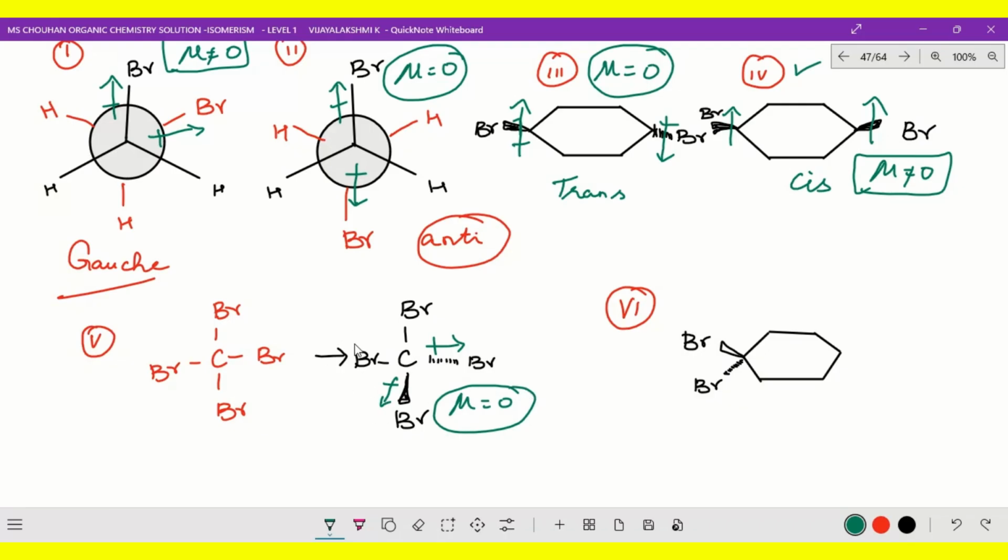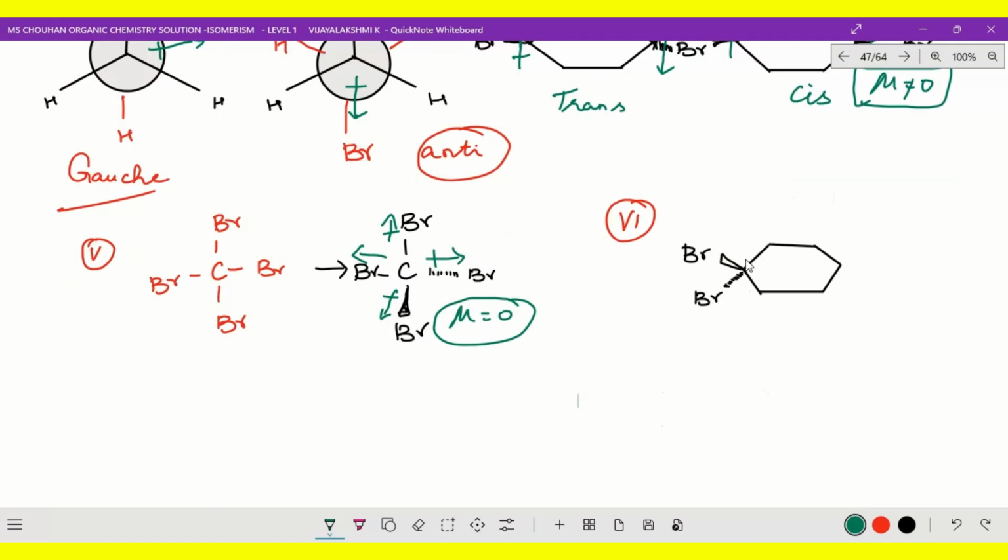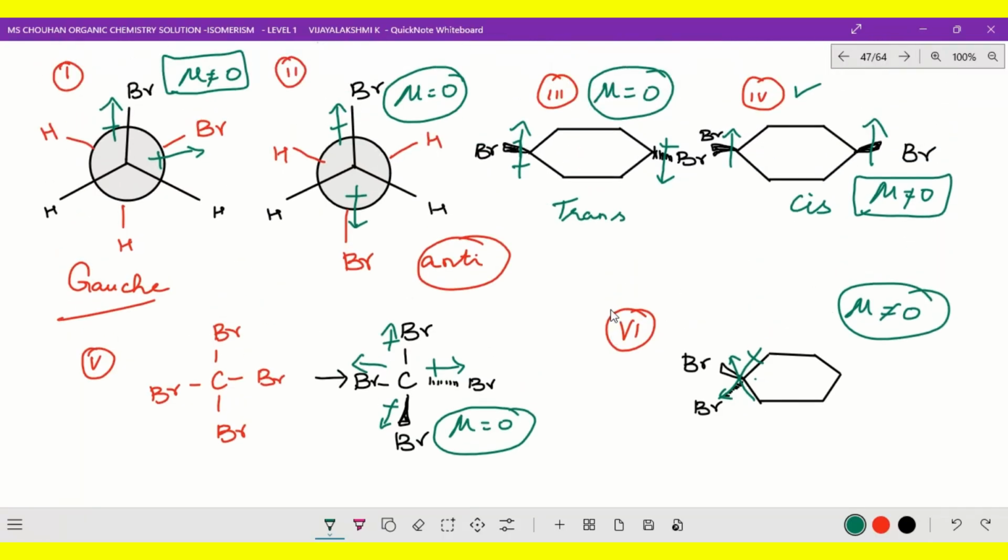And the next one, see, all the bromines go away from each other, so naturally mu is equal to 0. And the last one they have mentioned, 1,1-dibromocyclohexane, where the movement goes criss-cross this way. As it goes over here, this side one point and this side another point, so mu is not equal to 0. That means non-zero dipole moment. That is what they are asking. So which are all non-zero dipole moment?